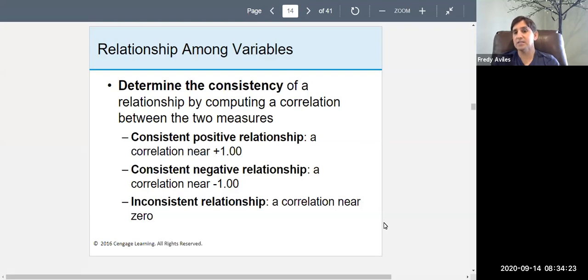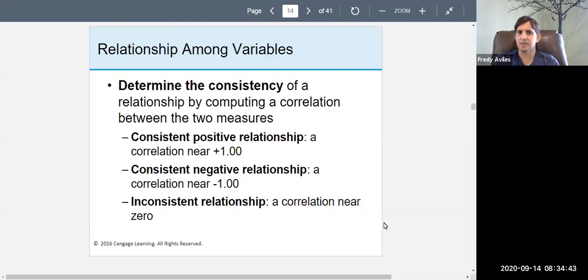Okay, so these tests are reliable. That means they measure something consistently. If you have a consistent negative relationship, that means the correlation is near -1. A consistent negative relationship, well, that would not be good. That means the first time you take the test, let's say you score high, and then the second time you score low. That's not really what you want.